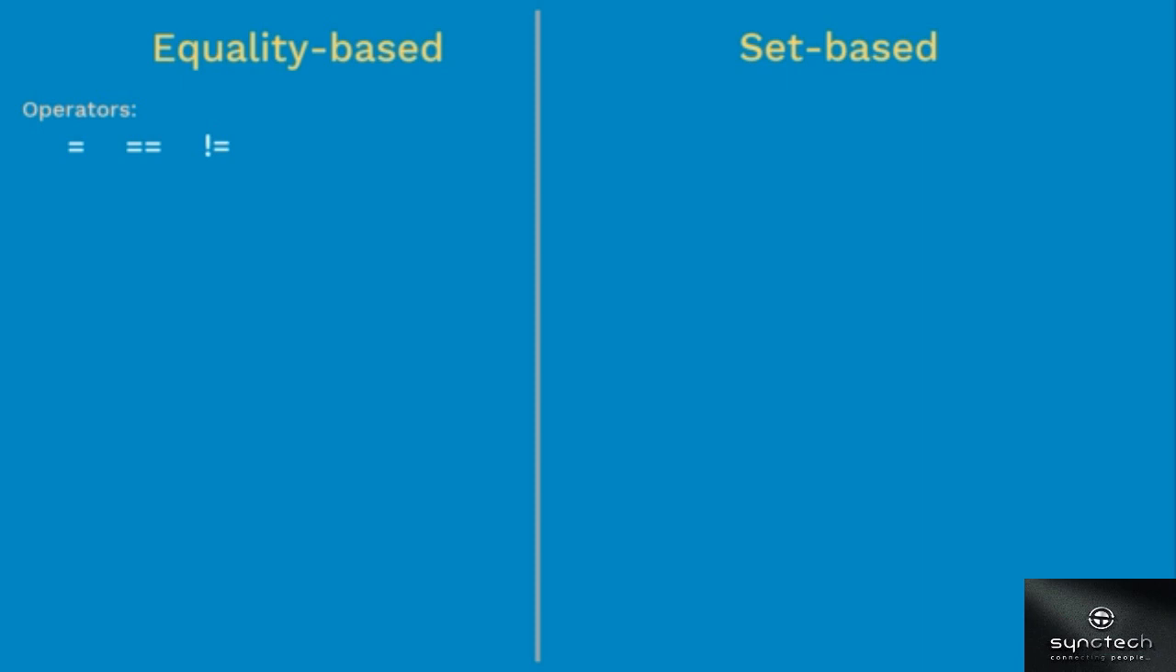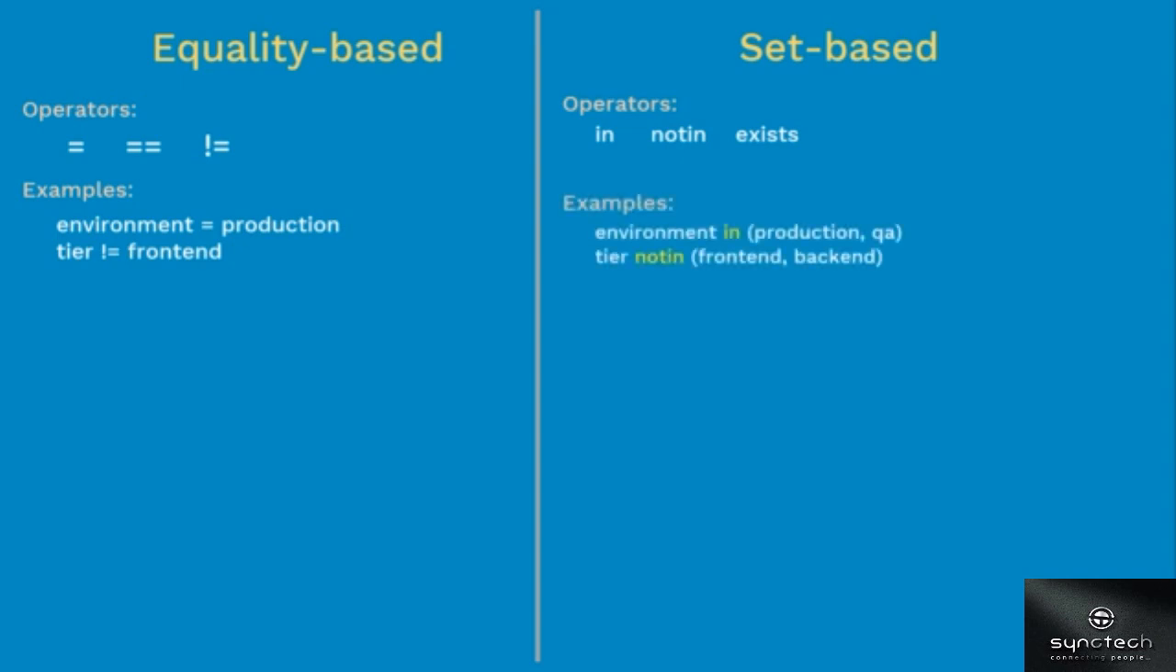On the set based side, there are 3 operators as well. They are in, not in, and exists. Next, let's take a look at some examples and see how these operators are used. On this side, we have 2 examples. In the first example, we are selecting all pods whose environment is production. And in the second example, we are selecting all tiers except the front end.